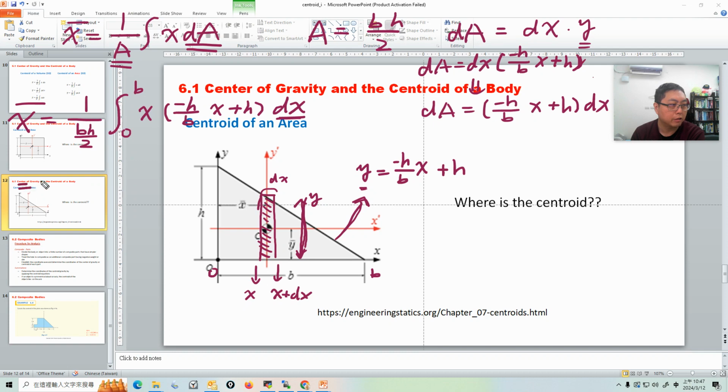So what's the answer of this? I think it's very easy. We have 2 over bh, integral from 0 to b, of minus h over b times x squared plus hx, dx. The remaining part is the calculus problem, right? So I will just do it the quick way, because I think it's easy.